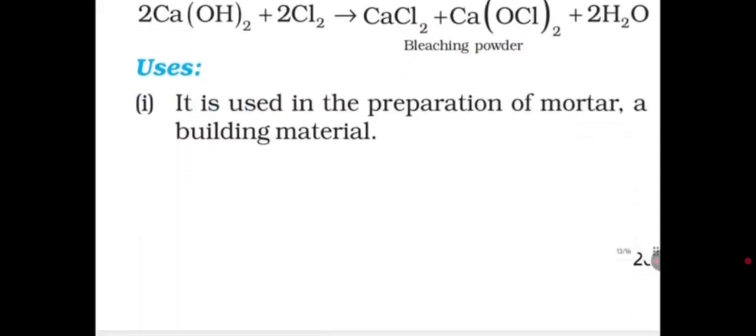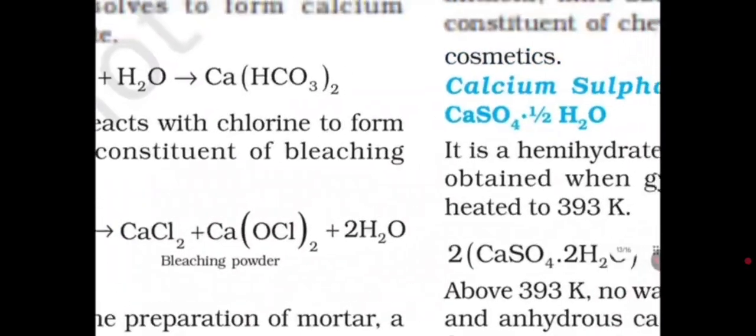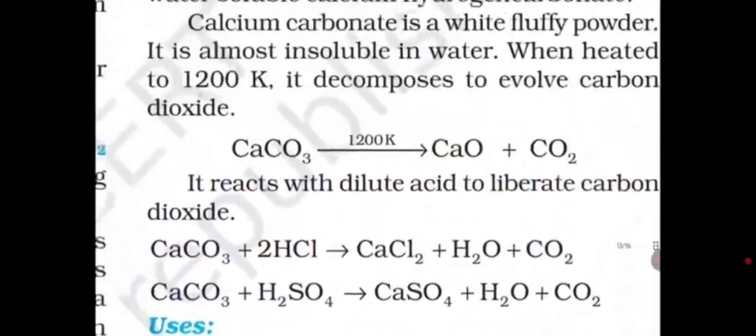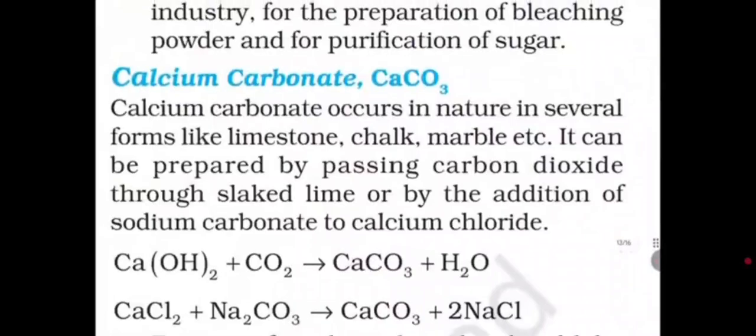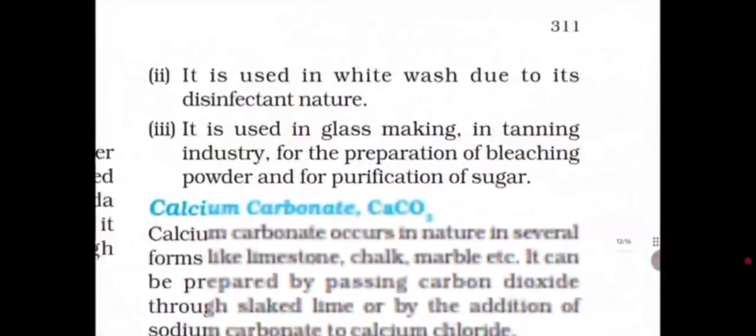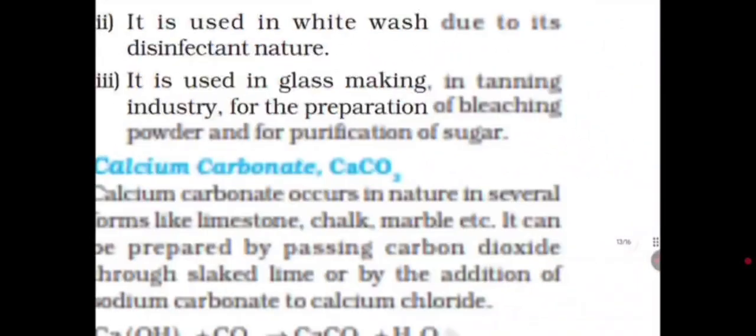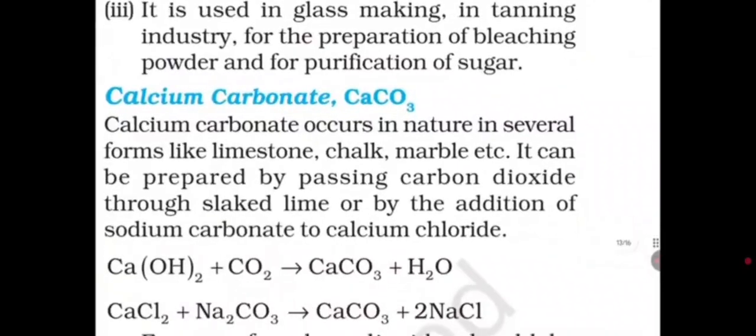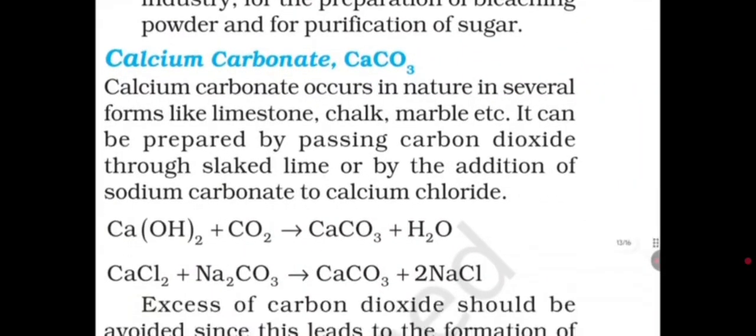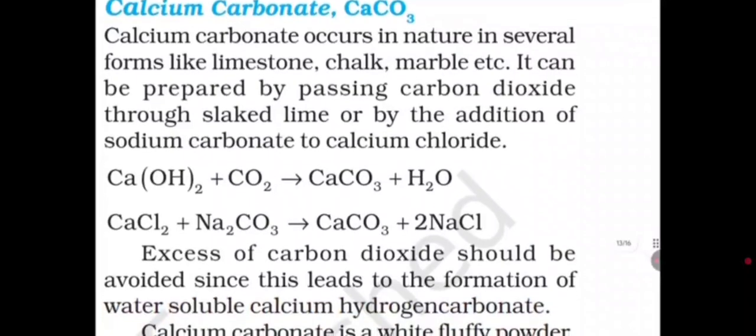If we talk about its uses, it is used in the preparation of mortar, a building material. Secondly, it is used in whitewash due to its disinfectant nature. Thirdly, it is used in glass making, in tanning industry, for the preparation of bleaching powder and for purification of sugar. Third is calcium carbonate, CaCO3.